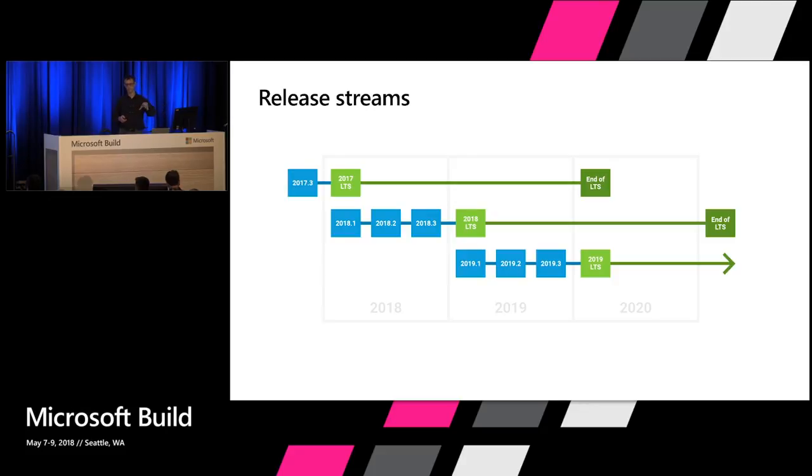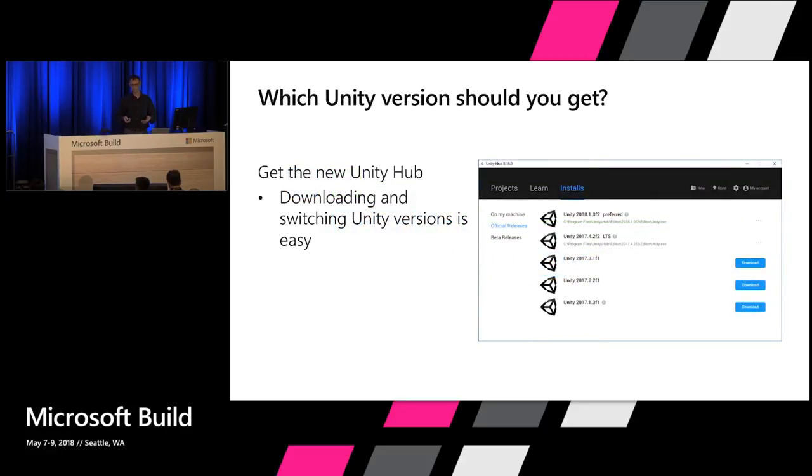We do three iterations per year, a .1, a .2, and a .3, and then the last one becomes what we call our long-term support stream. This is a version or a branch of Unity where the only changes we make are bug fixes. We don't introduce any new features which would destabilize it. So you can either have the very robust version that doesn't have new features, or new features. So you're probably wondering, which one should I get?